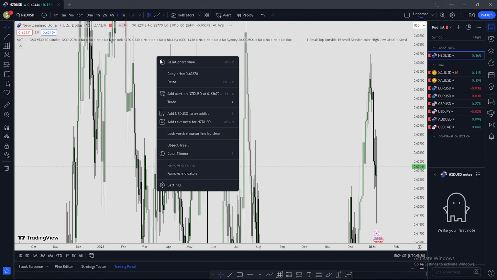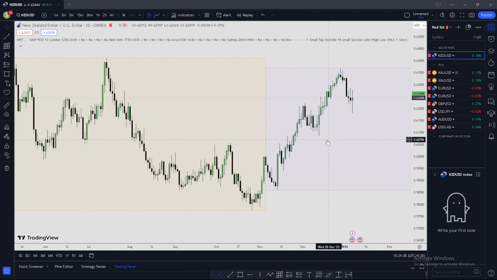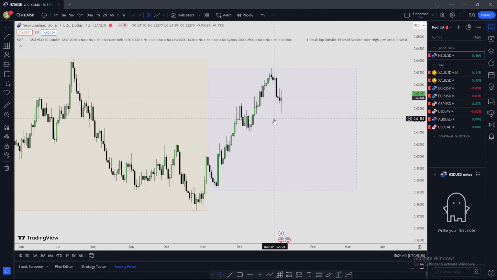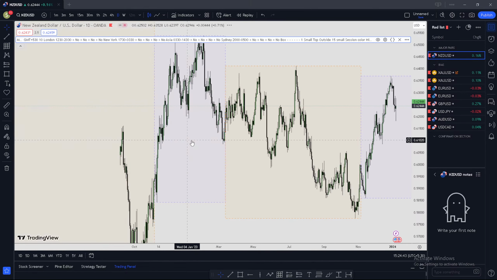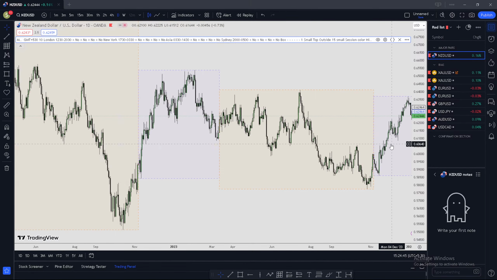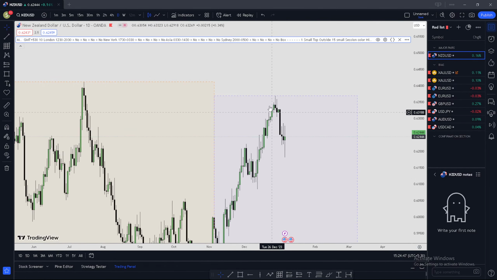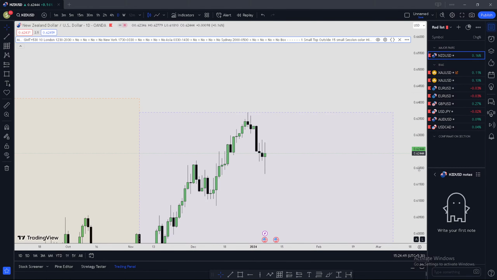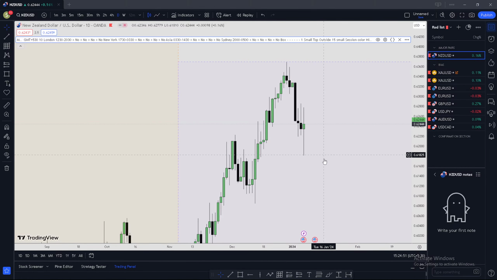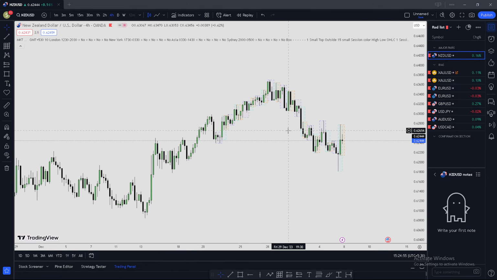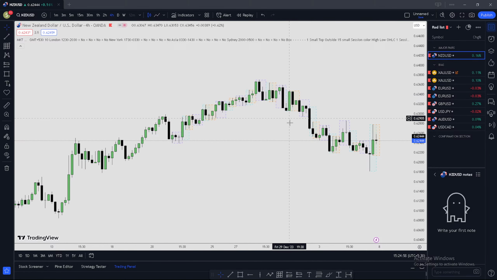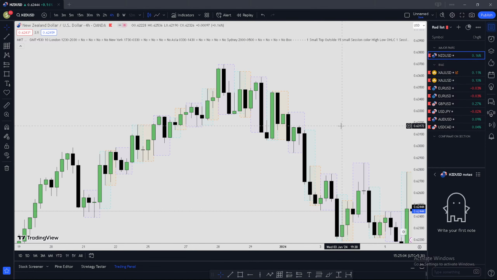So on daily we do not see much. Oh, I was looking for it somewhere around here. Came all the way back into the fair value gap. One move up. Again, a down move with a fair value gap.